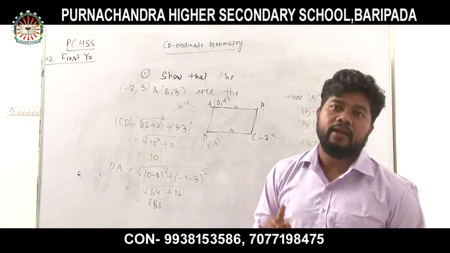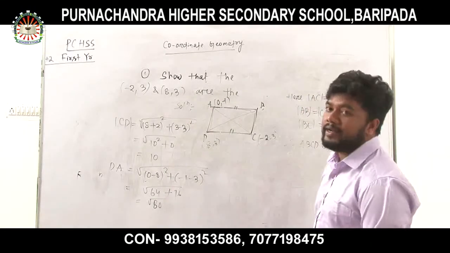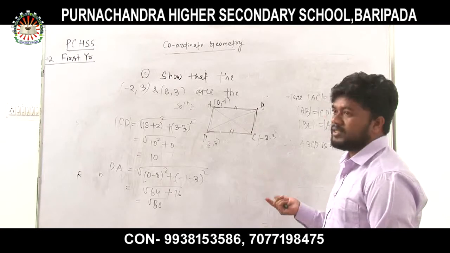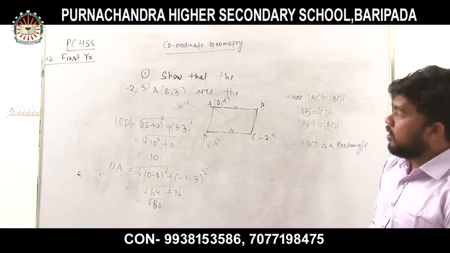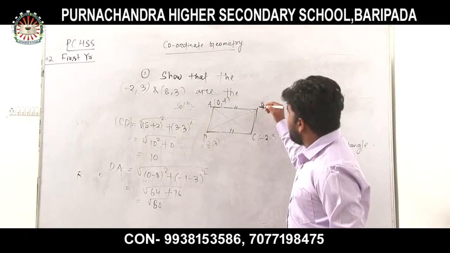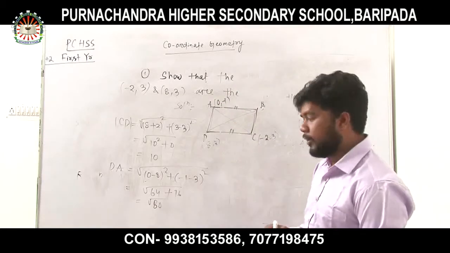If three points A, B, C are given, and you have to check whether this is an isosceles triangle, equilateral triangle or scalene triangle, you can easily do it by using the distance formula. Okay.